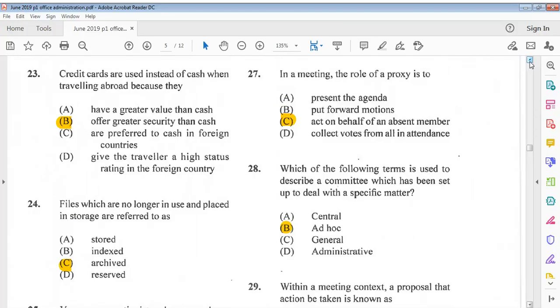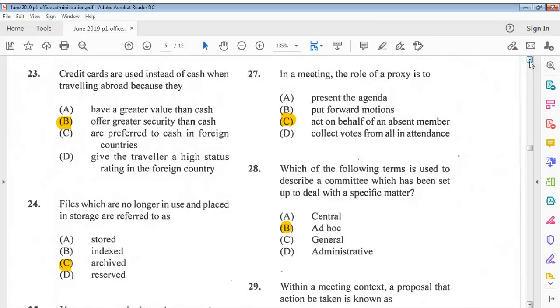So let's move on to question number 27. In a meeting, the role of a proxy is to A, represent the agenda, B, put forward motions, C, act on behalf of an absent member, or D, collect votes from all in attendance. We know the role of the proxy is to act on behalf of an absent member. So the answer would be C.